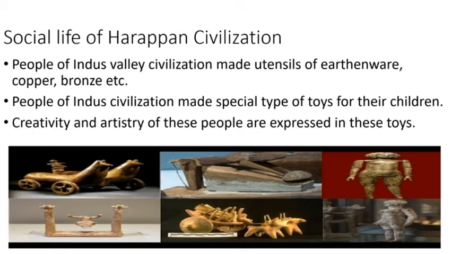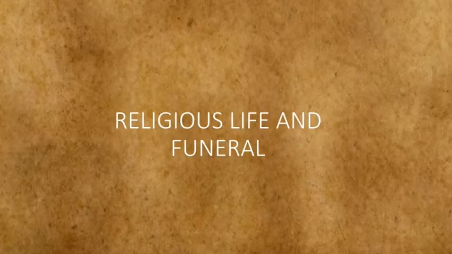People of Indus Valley civilization made utensils of earthenware, copper, bronze, etc. People of Indus civilization made special type of toys for their children. Creativity and artistry of these people are expressed in these toys. They used to make toys like bird-shaped whistles, rattlers, carriages, carts, marbles, toys in the shape of birds, animals, and men and women. Religious life and funeral.